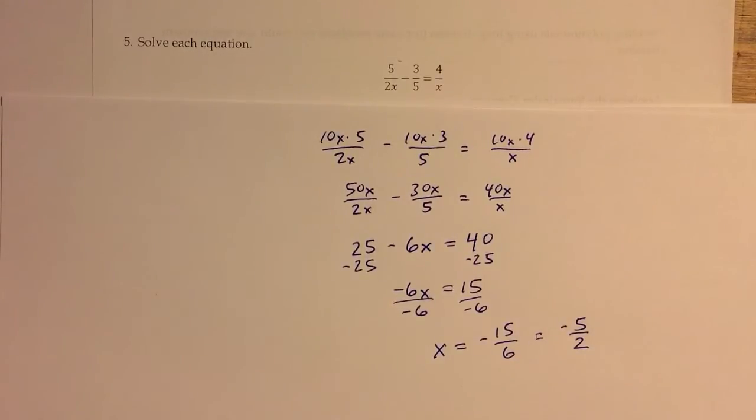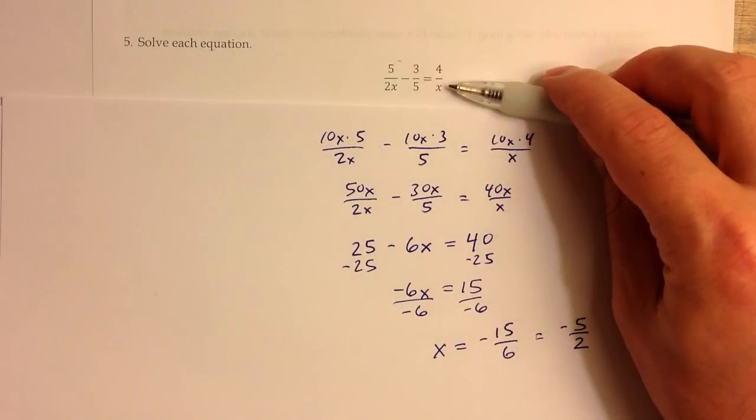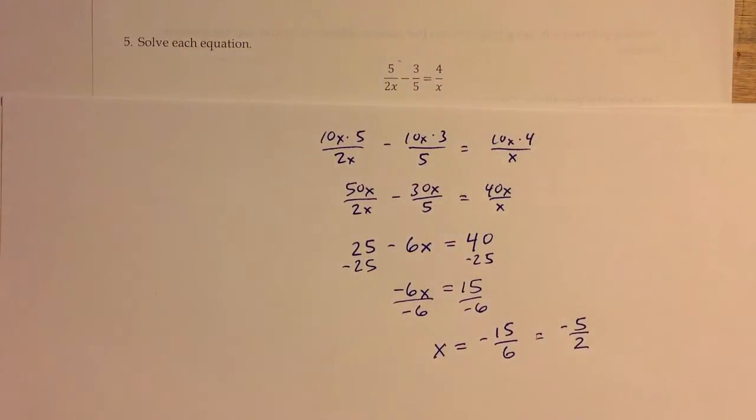So we do have to be a little bit careful with rational expressions. We can sometimes introduce false solutions. This one is not a false solution. The only problem would be 0, because plugging in 0 for x would turn some of the denominators into 0.